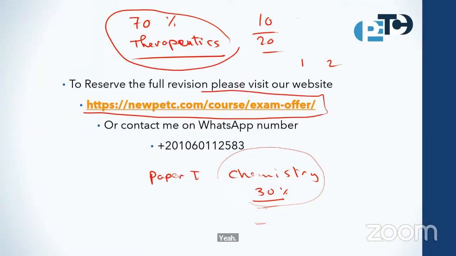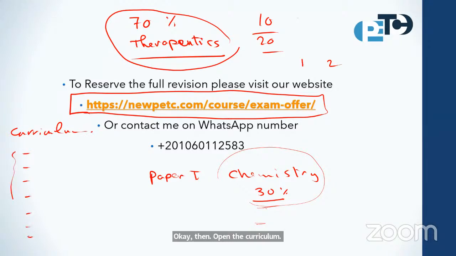Then open the curriculum. In the curriculum, you'll find 9 lectures. 5 of them will be free. You can open them and listen to the videos. 4 are included in the course. So if you want to listen to them, you should buy the course or the revision.